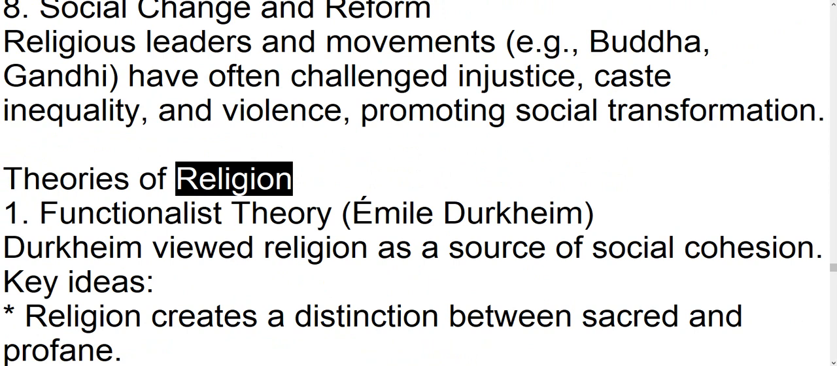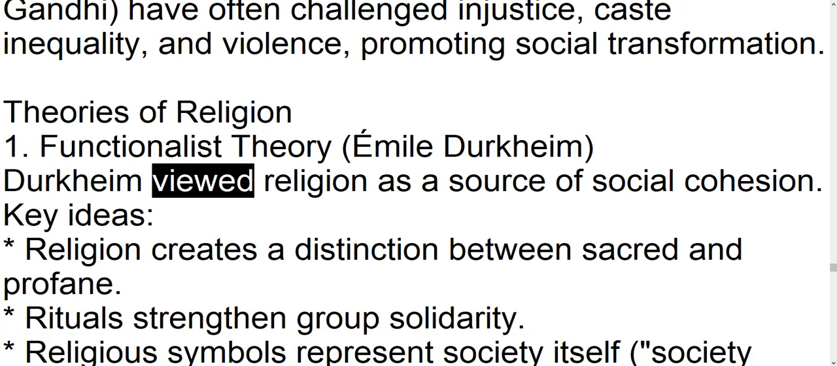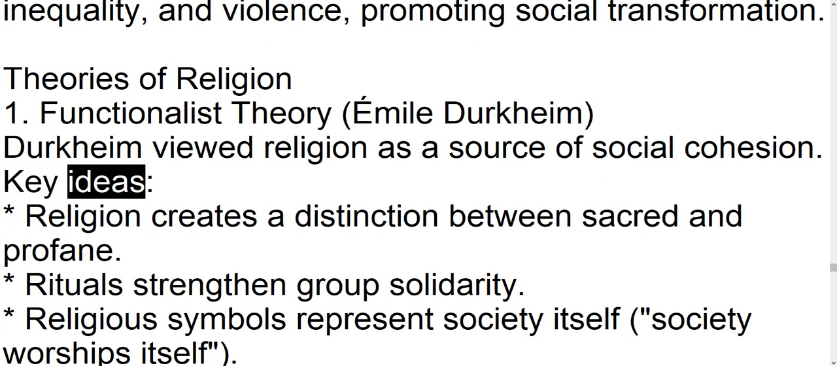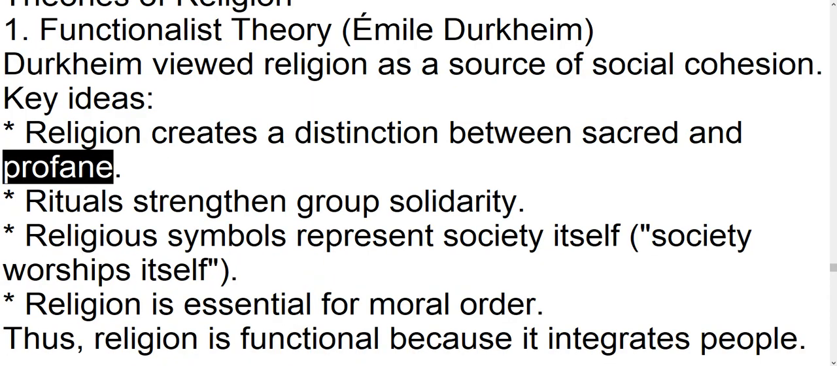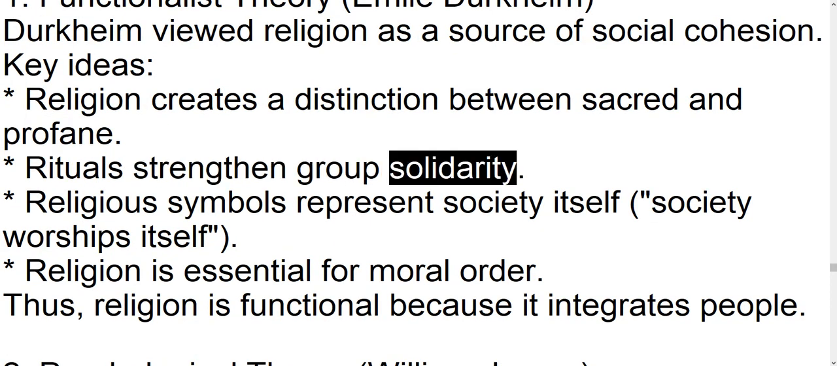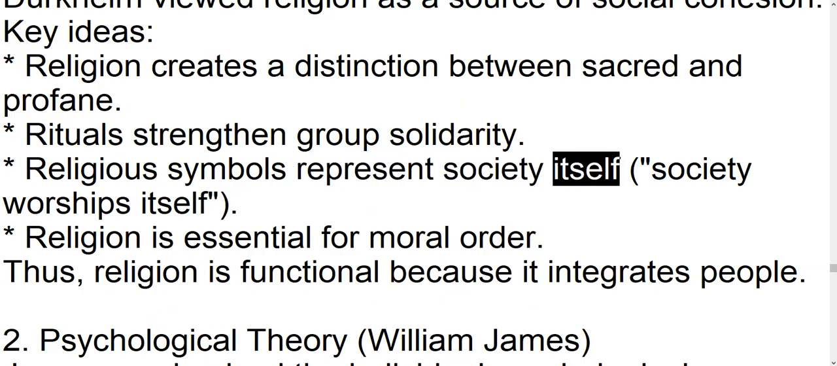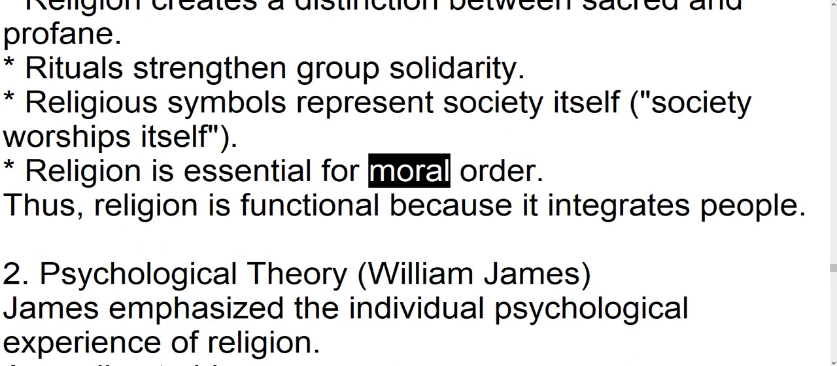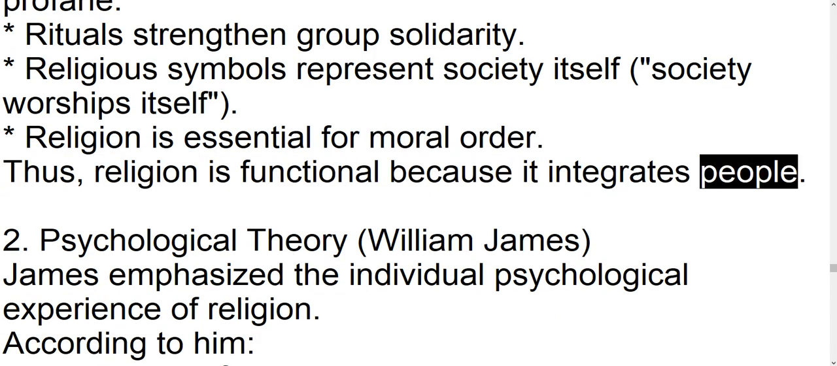Theories of religion. 1. Functionalist theory, Émile Durkheim. Durkheim viewed religion as a source of social cohesion. Key ideas. Religion creates a distinction between sacred and profane. Rituals strengthen group solidarity. Religious symbols represent society itself, society worships itself. Religion is essential for moral order. Thus, religion is functional because it integrates people.